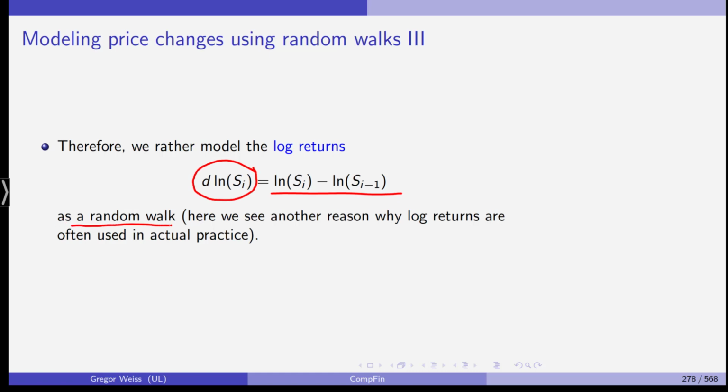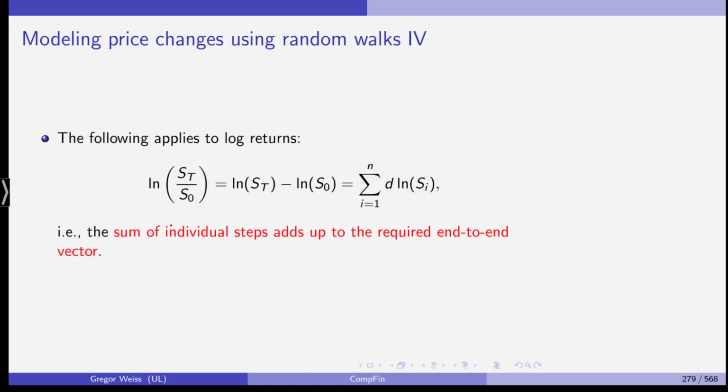And this is also why in these models, in continuous time, obviously we are led to models that rely on log returns rather than discrete returns. Now we have the following. If you take the logarithm of the last stock price divided by the first stock price, you have the difference between log S capital T and the log of S0. And this is also equal to the sum of the log returns. Thus, the sum of individual steps adds up to the required end-to-end vector. So the requirement for using a random walk is given and is fulfilled.